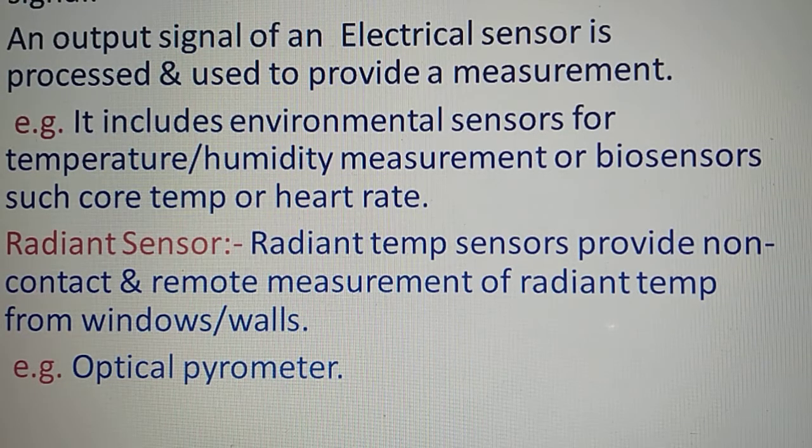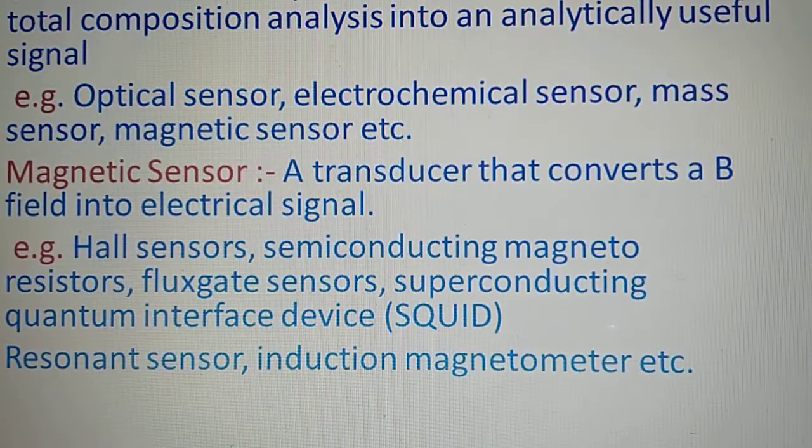The next type of sensor is a radiant sensor. Radiant temperature sensors provide non-contact and remote measurement of radiant temperature wherever you cannot reach, but you can measure the temperature from windows and walls. This is called a radiant sensor, and the example of this radiant sensor is an optical pyrometer.